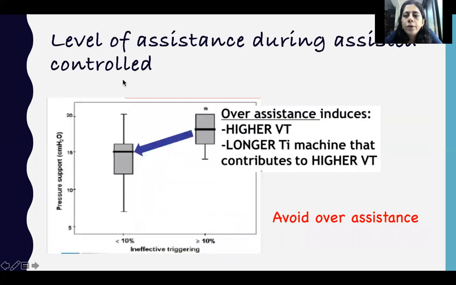Next important point that we need to keep in mind when we wean these patients is the level of assistance that we provide. When we put them on the pressure support mode, we should make sure that the pressure support that we give is not high enough that they generate a higher tidal volume, because the higher tidal volume that they generate, they will require longer inspiratory times, which will further compromise our expiratory time and may again initiate the cycle of dynamic hyperinflation and the pathophysiology may worsen. So our target is to set the pressure support only as much so that it generates a tidal volume of 6 to 8 ml per kg only. So we should avoid over assistance.